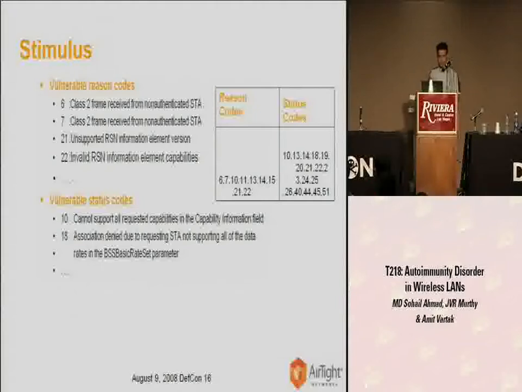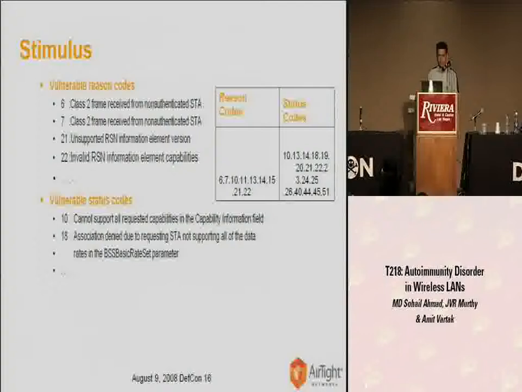And there are several reason codes mentioned. If you go through these reason codes or status codes, you will be able to simulate these stimulus packets very easily. You just go through these reason codes, see what they are saying, and craft your packet accordingly. For example, take status code 18. It says association denied due to the requesting station not supporting all of the data rates. So all you have to do is send a request packet with an invalid rate set present in that packet, and that will be processed by the access point's software.